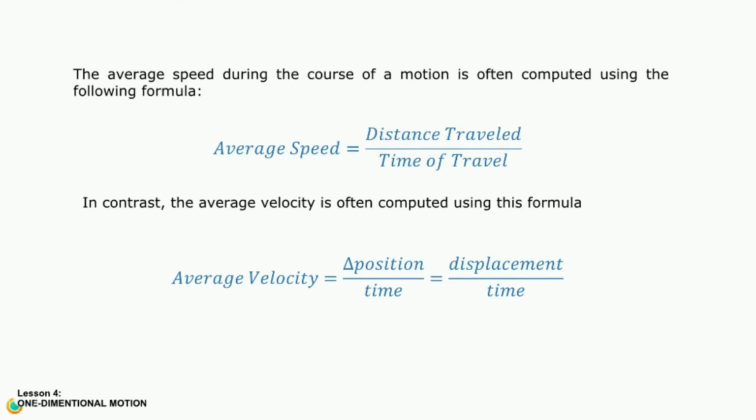For the average speed, notice that it is calculated by simply dividing the distance traveled by the total time of travel. On the other hand, to calculate average velocity, instead of taking the total distance traveled, the displacement is used.